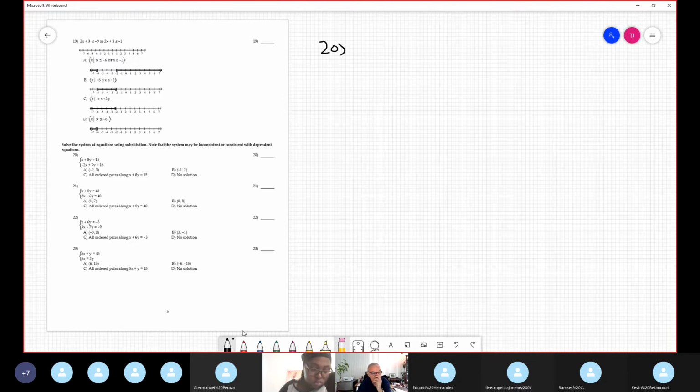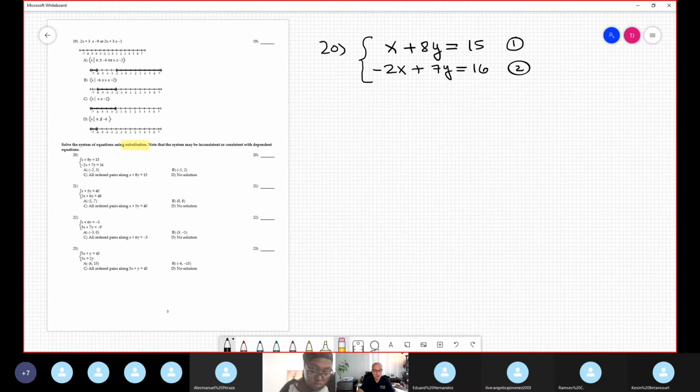Okay, let me read. Solve the system of equations using substitution. Wow, they want substitution now, not elimination. So we practice substitution. When you are tired of doing substitution, we switch to elimination. So the system is x plus 4y equal 15. This is my first equation. And my second is minus 2x plus 7y equal 16. Equation 2. This is the system. Look, you enclose it in the curly bracket because it's a system.